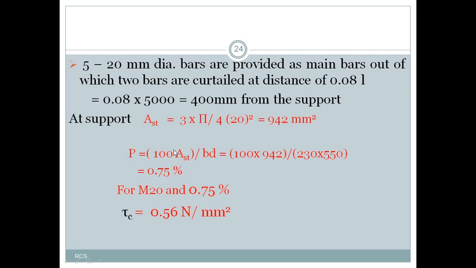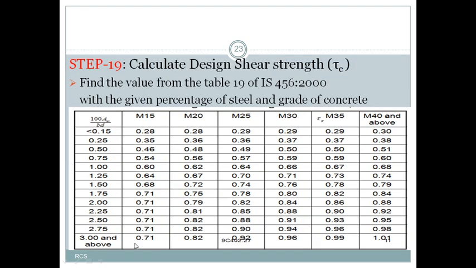From that I have to calculate the percentage of steel. That is 100 into Ast by bd. From that I will get 0.75 percent. For M20 grade concrete and 0.75 percent, if I go back to Table number 19, I find the direct value for 0.75 percent of steel and M20 grade of concrete. What is the tau C? The design shear strength tau C is 0.56 Newton per mm square.